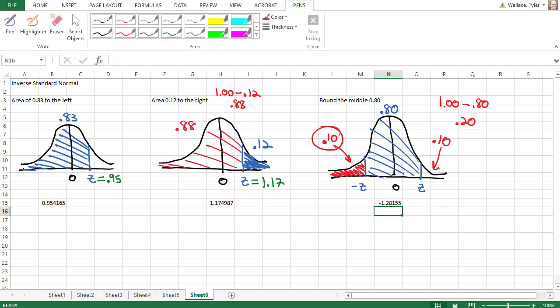And when we hit enter, we get negative 1.28. That z value that puts 0.10 in the left is negative 1.28. And the z value on the right is a positive 1.28. And now we know between a z value of negative 1.28 and positive 1.28, we catch the middle 80% of area. When we're using the inverse standard normal command, we know the probability, and we're looking for the z value.